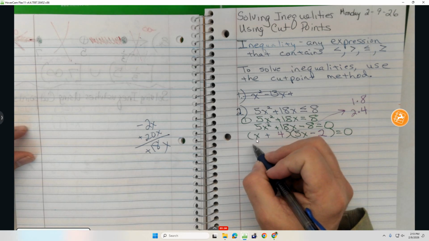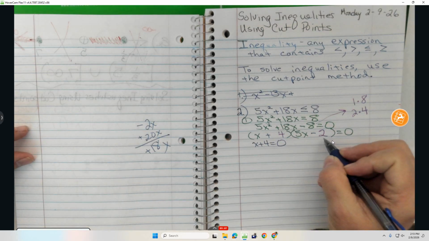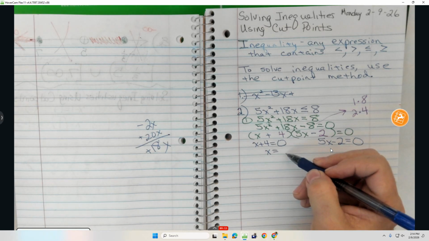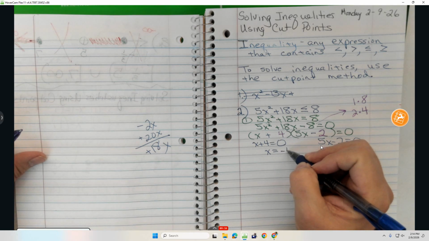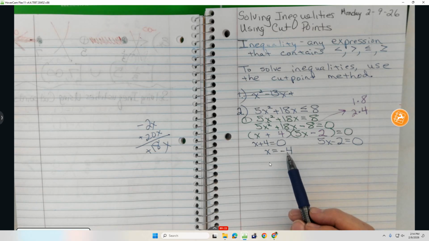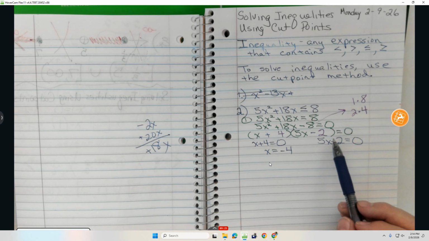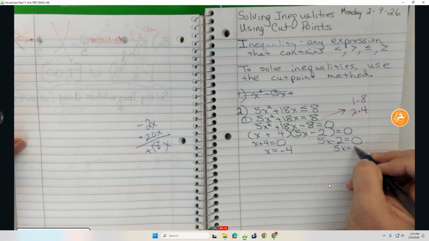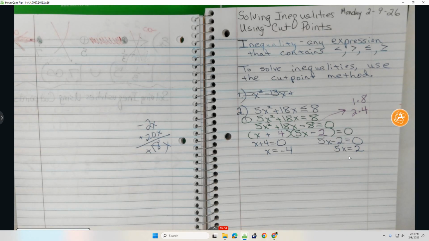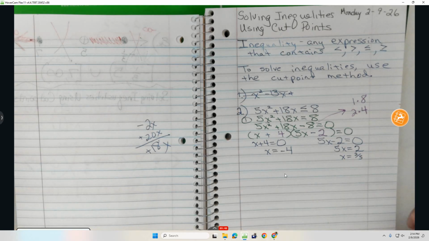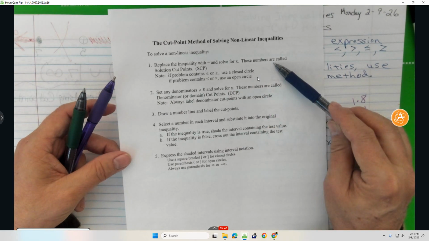Set each factor equal to 0. To give us x equals negative 4. Now this is not something you're going to type in. That's just the first of our solution cut points. It's going to be one of those numbers on your number line. The next one: add 2 to give me 5x equals 2. And then divide by 5 to give us x equals 2/5. The numbers you get when you solve the equation are called solution cut points.